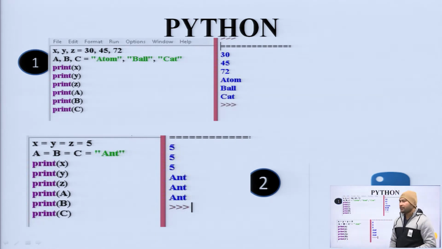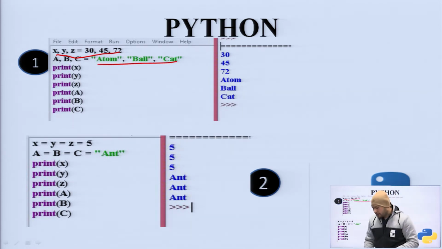Now, in the programming you can see the programming script window which we have seen in the first lecture. Here again we are just typing. Now, look at this, very similar to the previous slide. X comma y comma z is equal to 30 comma 45 comma 72. Similarly, a comma b comma c is equal to atom, ball, cat.